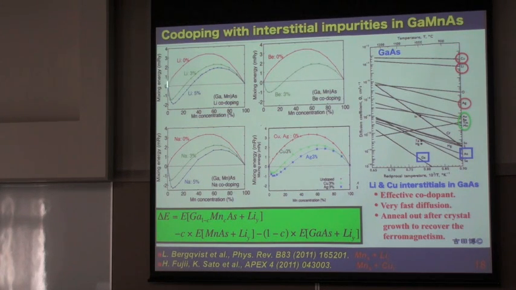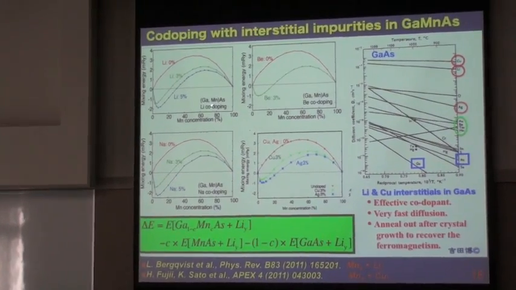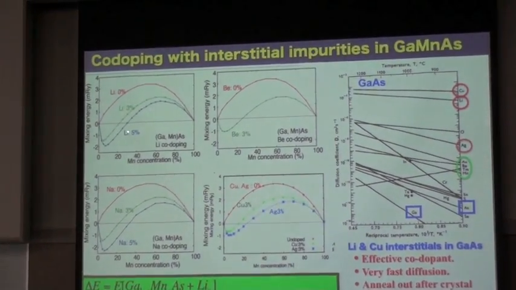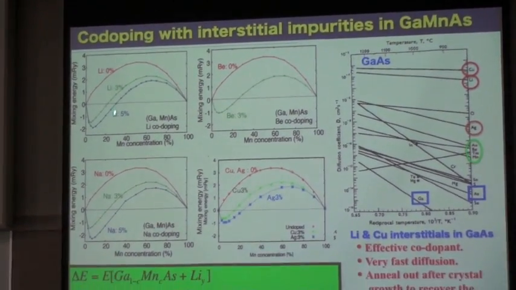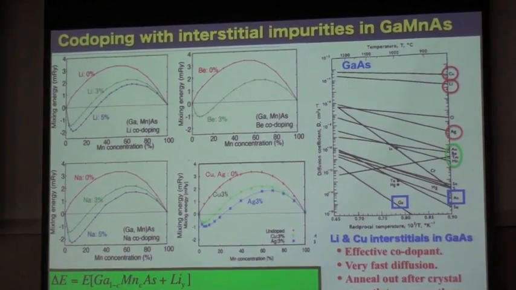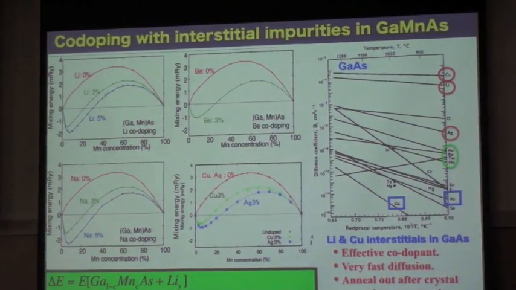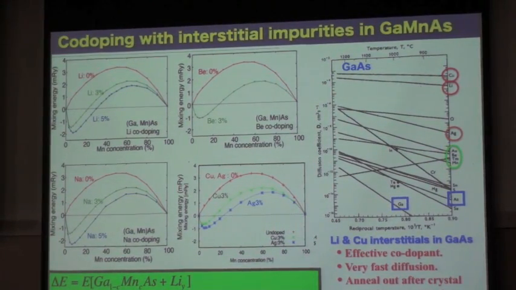This is the calculated mixing energy as a function of the manganese concentration. You can see that with increasing manganese concentration without co-doping, the mixing energy is positive. It means it costs a lot and the solubility is very low. But if you dope a little bit of lithium interstitial donor with the manganese acceptor, you get a negative one. Then with 3 or 4%, you can introduce 30 or 40% of manganese at the substitutional site in all cases. But the problem is that after that, we should remove it.